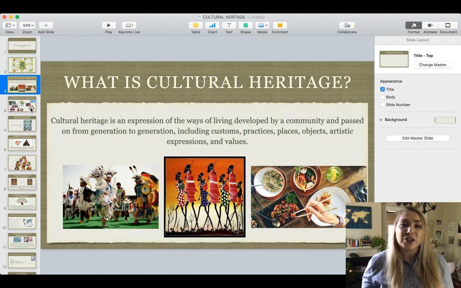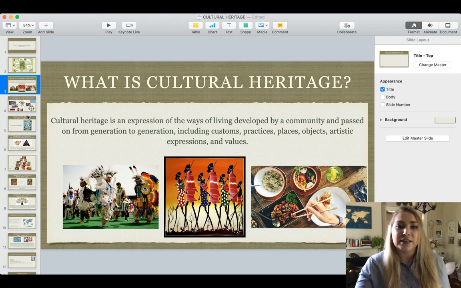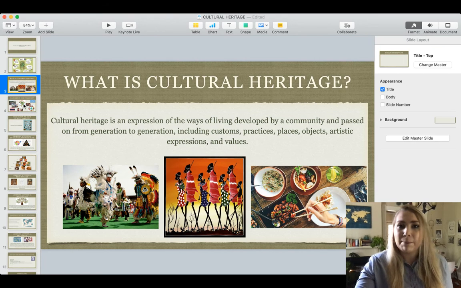It is an expression of the ways of living developed by a community and passed on through generations. Examples may include art, values, places, objects, traditions, certain customs, such as bowing in Asian cultures. We don't really do that over here. It's a part of their cultural heritage.